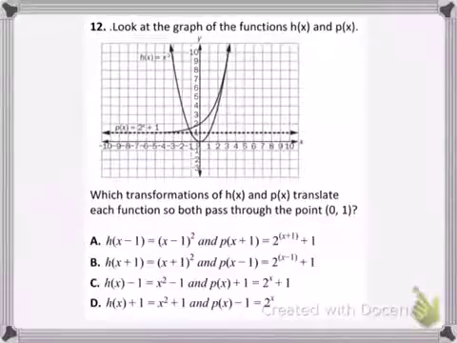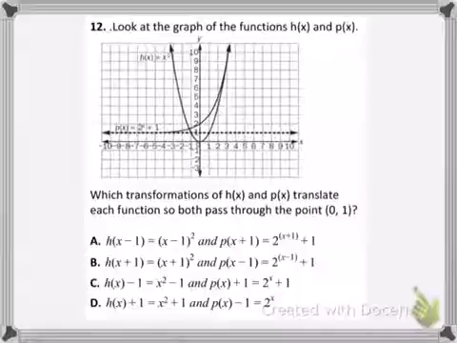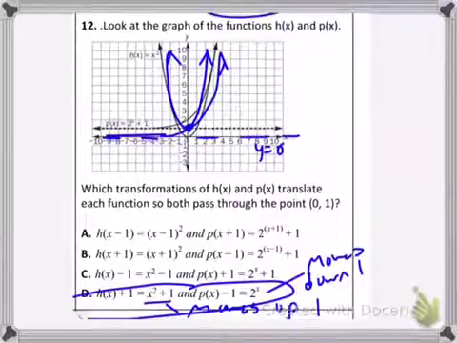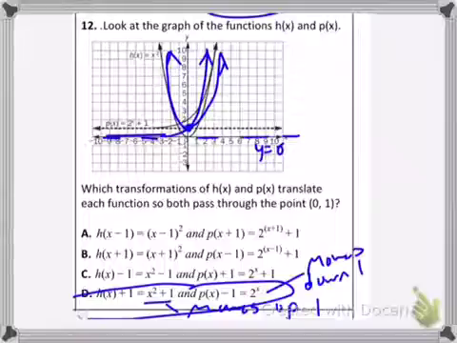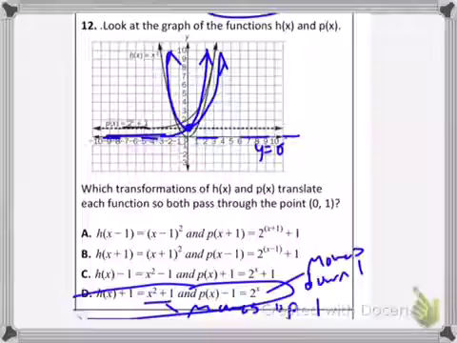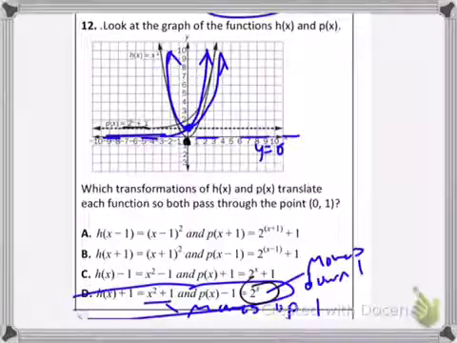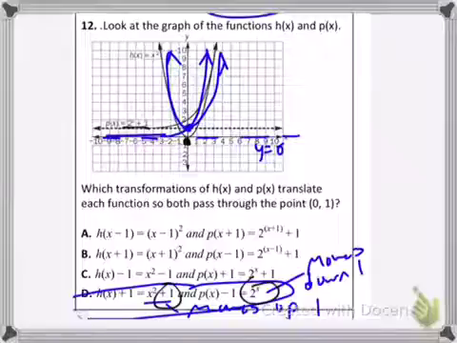12. Look at the graph of the functions h of x and p of x. Which transformation of h of x and p of x translate each function so both pass through the point 0, 1? So we look at these graphs right here, and we notice if I shift this one down, I'm going to get 2 to the x, which moves it down 1. And then right here we have it on 0, so I need to move it up 1. So we move that up 1, they both get on 0, 1, and you look at our graph and see.